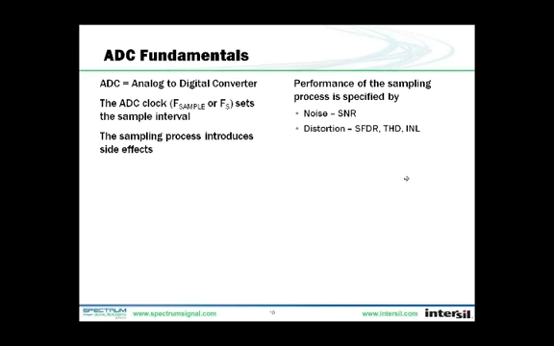So let's start with a basic illustration of analog to digital conversion. The ADC, or our analog to digital converter, will be controlled by a clock known as F-sample or FS, which sets the sampling interval. The sampling process will introduce side effects that will add noise or distortion to the input signal. So we measure that performance by its impact on noise, typically reported as the signal-to-noise ratio, or SNR, and distortion. And there's several components there: spurious free dynamic range, or SFDR, total harmonic distortion, or THD, and integral nonlinearity, or INL. And we'll go over these in more detail.